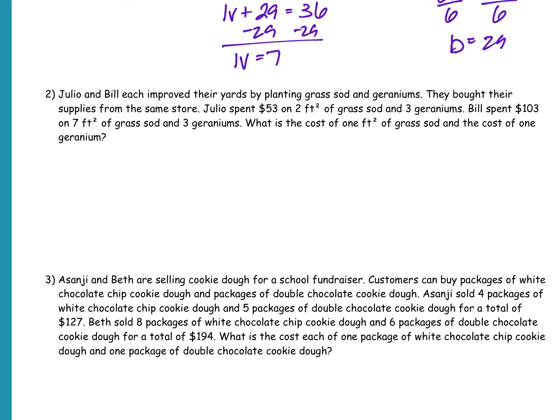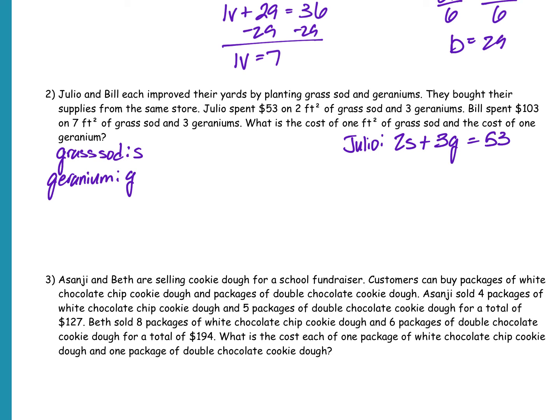So we're looking for the cost of sod and geranium. Grass sod, I'm going to call that S, and geranium, I'm going to call that G. I can't say grass because they're both G's, so I had to say sod. All right, so Julio's our first guy. He spent $53 on 2 feet of grass and 3 geraniums. So 2S plus 3G equals 53.